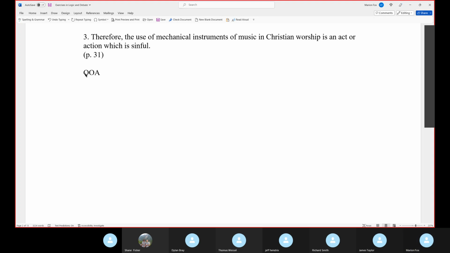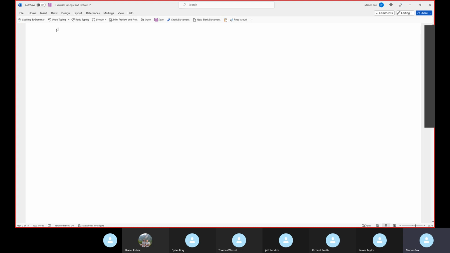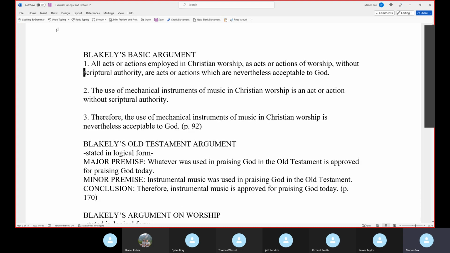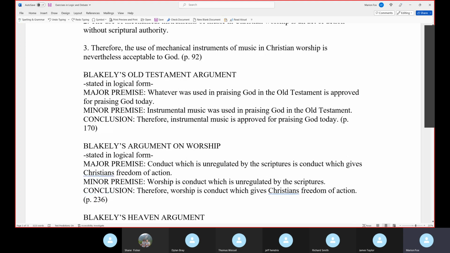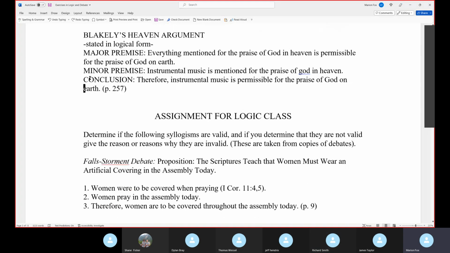And we could examine to see if the middle term is distributed at least once. You can apply all these rules. That's what we want to do, and let's look at this next week. So this will be my assignment for you. Go down to Blakely's and let's take as many of those as we can, and we'll just do that next week. That's what we'll do.